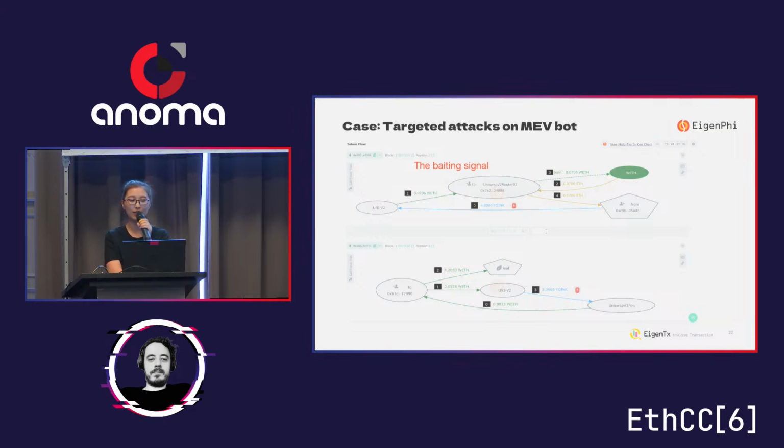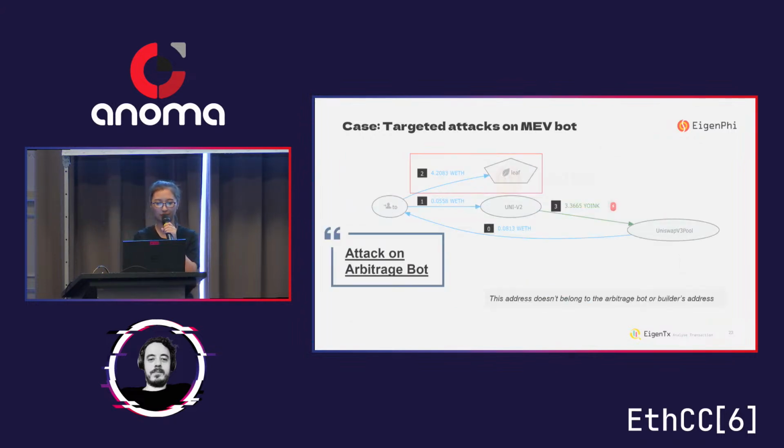So here is a text showing how this is happening. First, this attacker is sending a baiting signal into the mempool. And this arbitrage bot just found this signal and then executes a backrunning. But this signal contains malicious tokens, this token called yoink. So here is the transaction for this arbitrage bot. It looks like the arbitrage cycle went very smoothly. It starts with 0.0558 WETH and ends with 0.08 WETH, so it got a surplus.